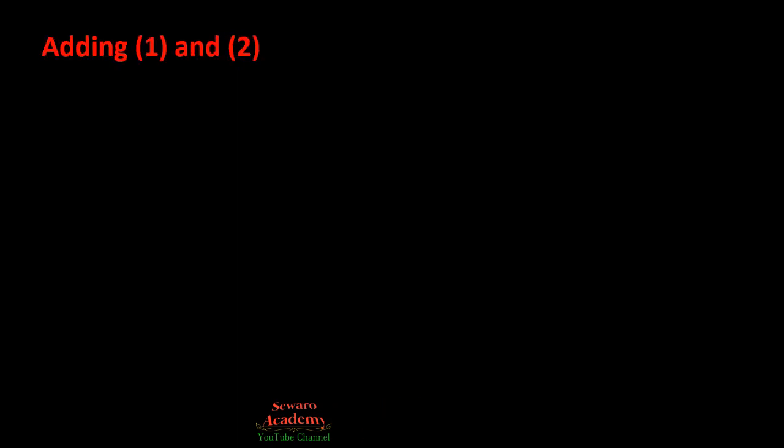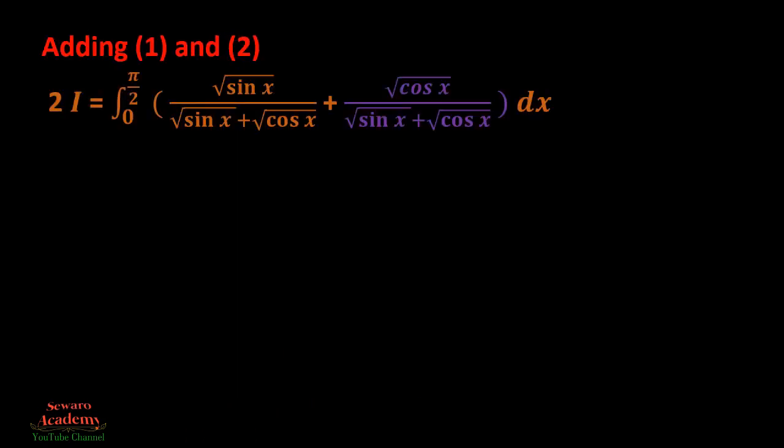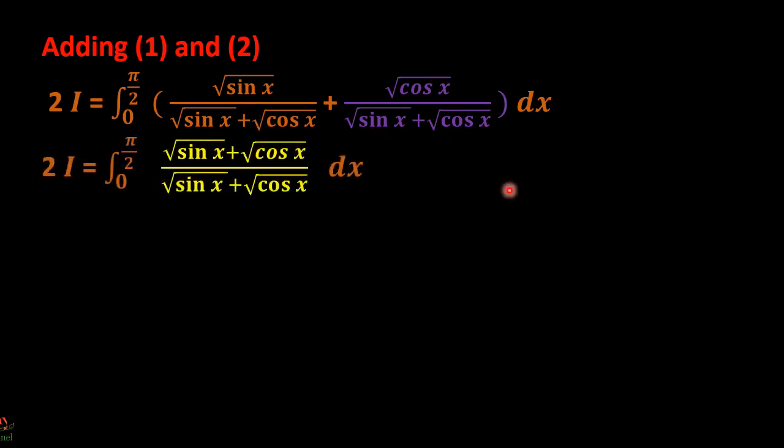Now adding equation number 1 and 2. On the left hand side it is I plus I, which is 2I, which equals, so this is the part from equation number 1, and this is the part of the function from equation number 2. Here we do the LCM. The denominator is the same, so it will remain as it is, and in the numerator it will be root sin x plus root cos x.